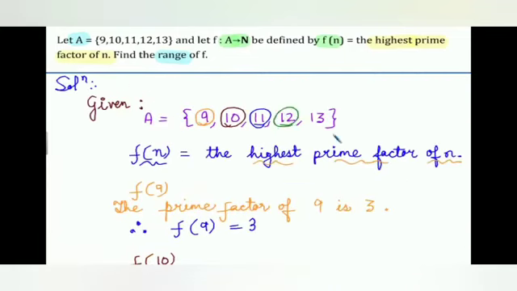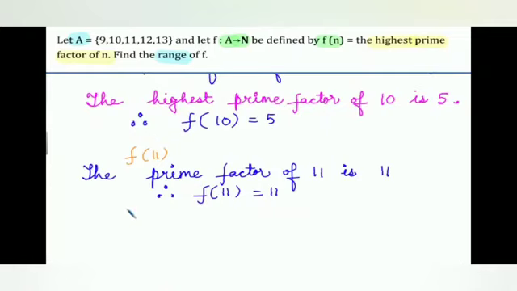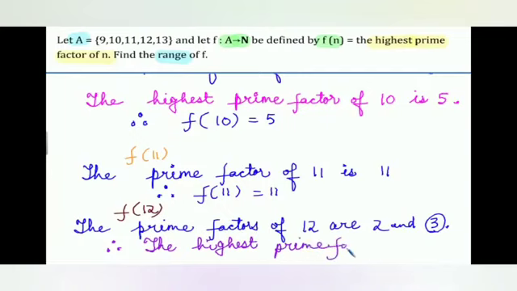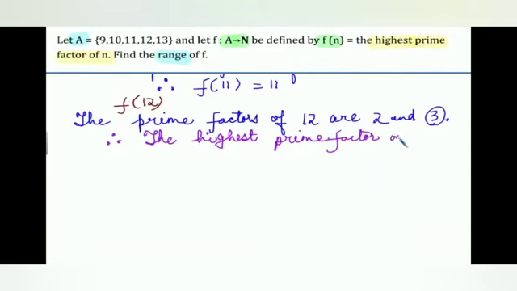Now our next element, 12. So f(12): the prime factors of 12 are 2 and 3, and the highest prime factor of 12 is 3. So f(12) is equal to 3.